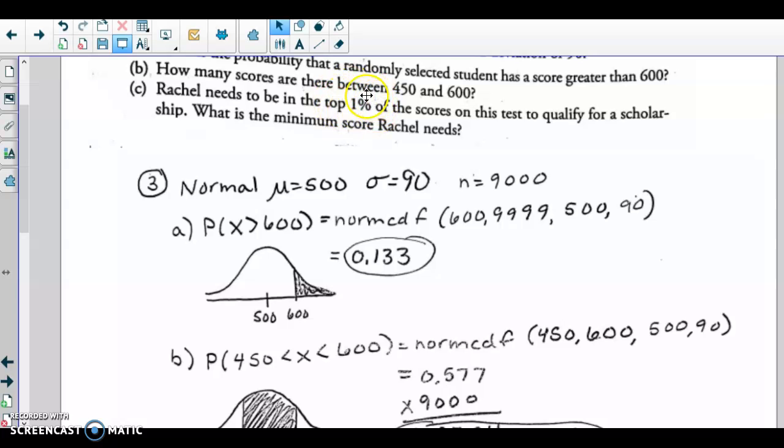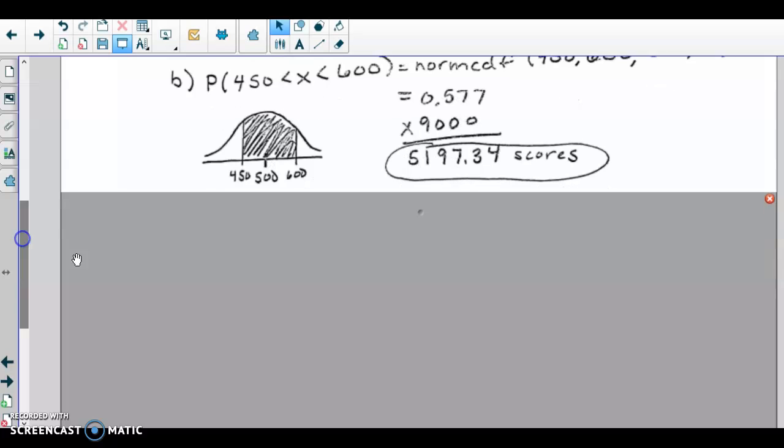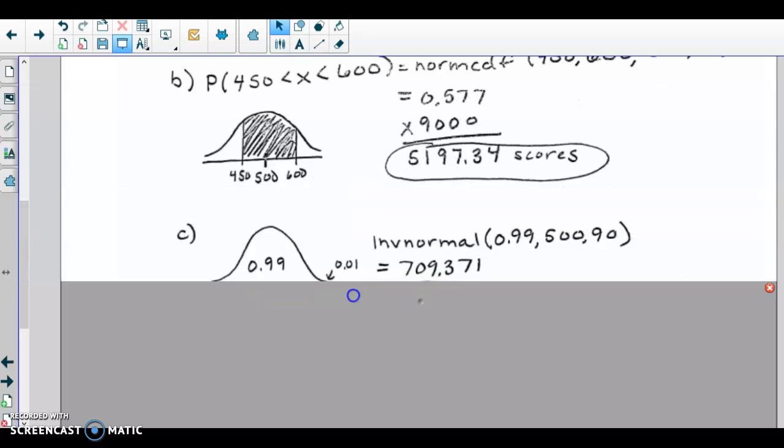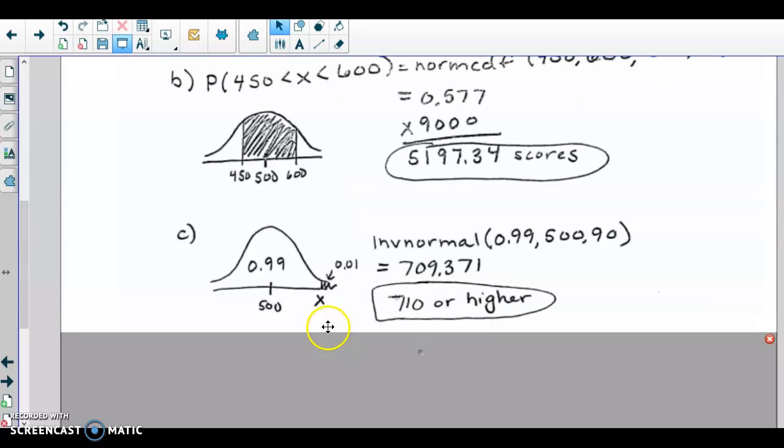Well, I'm given a percent here, so your brain should be screaming out, or you're hearing yourself talk to yourself, saying inverse normal. So inverse normal, the top 1% is up here on the right. The calculator, however, for inverse normal needs a left tail. So if this is 1%, that means this left side is 99%. So I'm going to use 0.99 in inverse normal and use the same mean, same standard deviation. And again, if your decimal is rounded slightly off, it should not be a big deal.